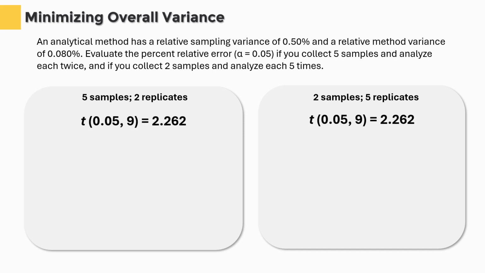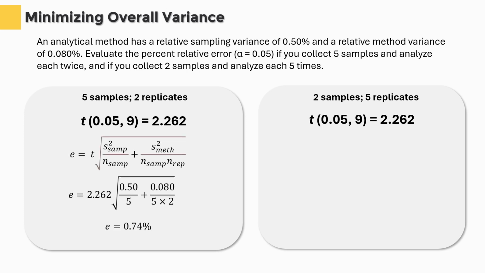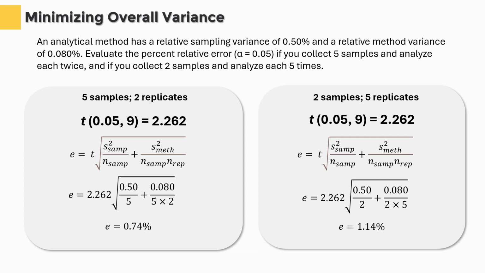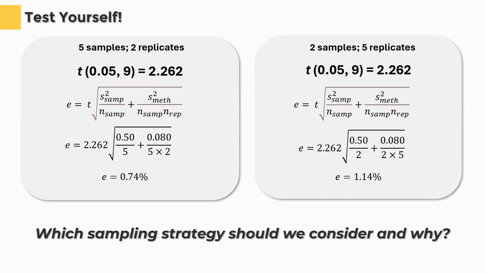The relative error for the first sampling strategy would be 0.74%, while the second sampling strategy would yield an error of 1.14%. So based on our calculations, which sampling strategy should we consider and why? Well, as we discussed earlier, since the method variance is smaller than the sampling variance, we obtain a smaller relative error if we collect more samples and analyze each sample fewer times. Therefore, we should consider the first sampling strategy during this analysis.